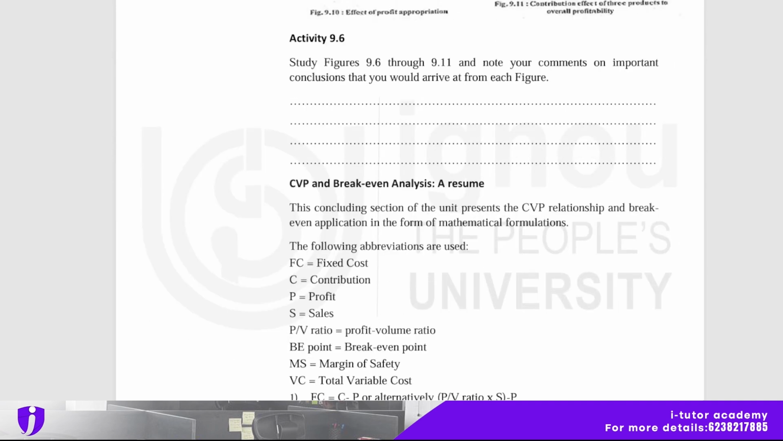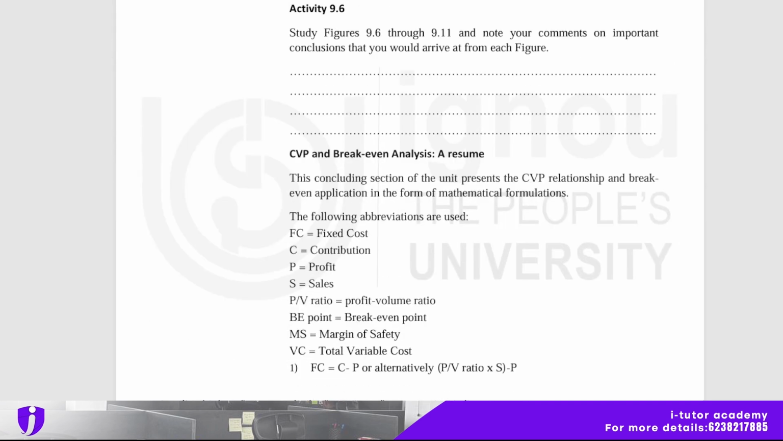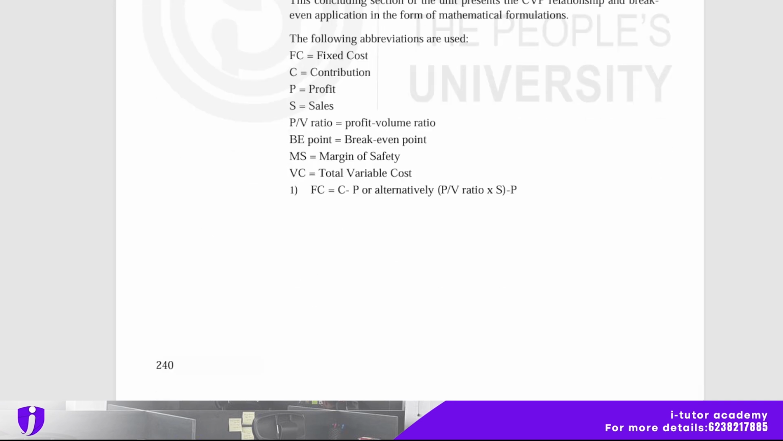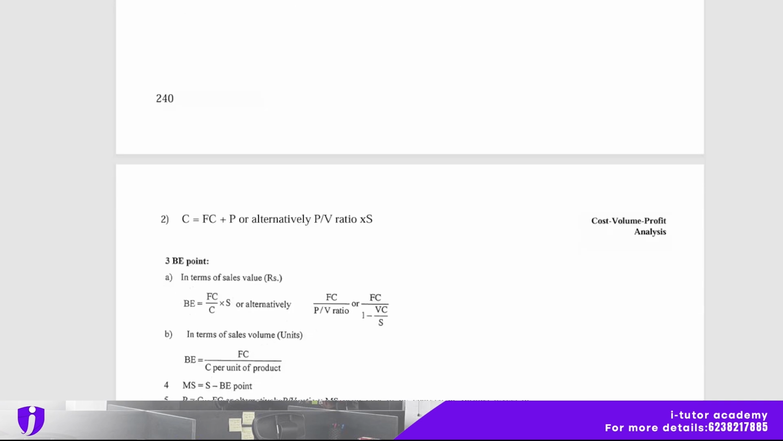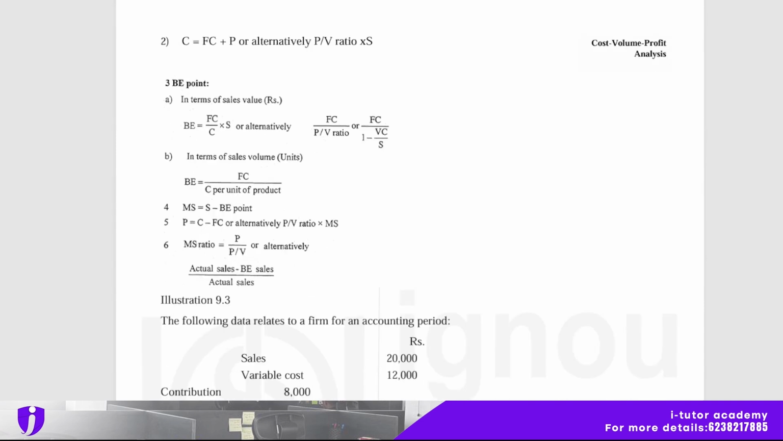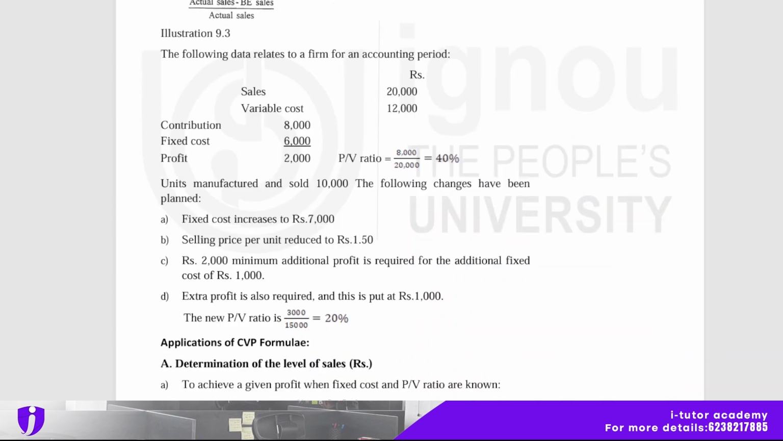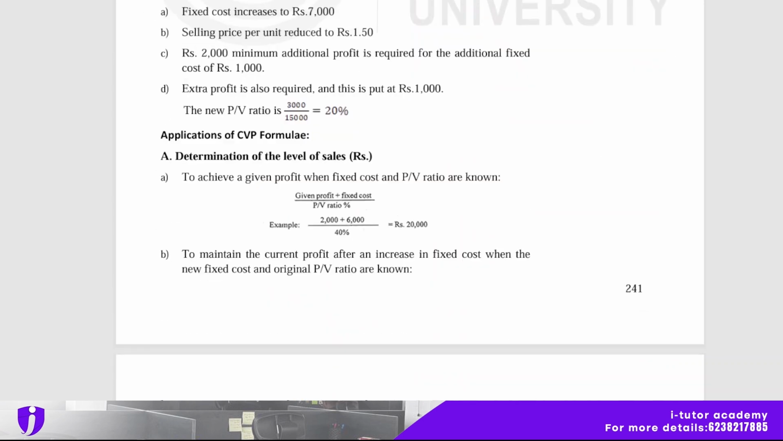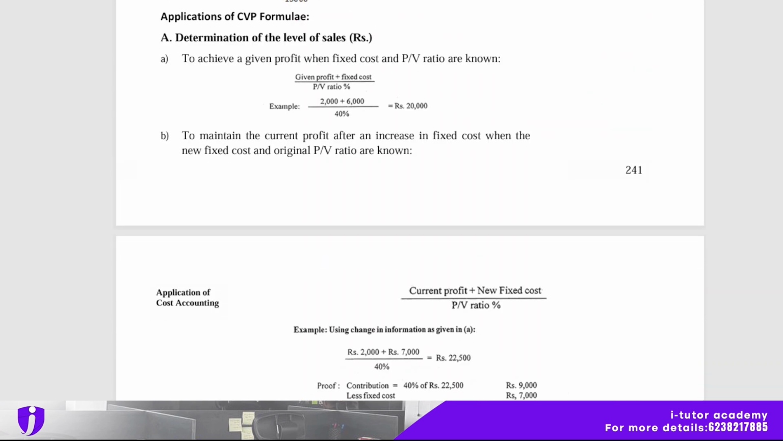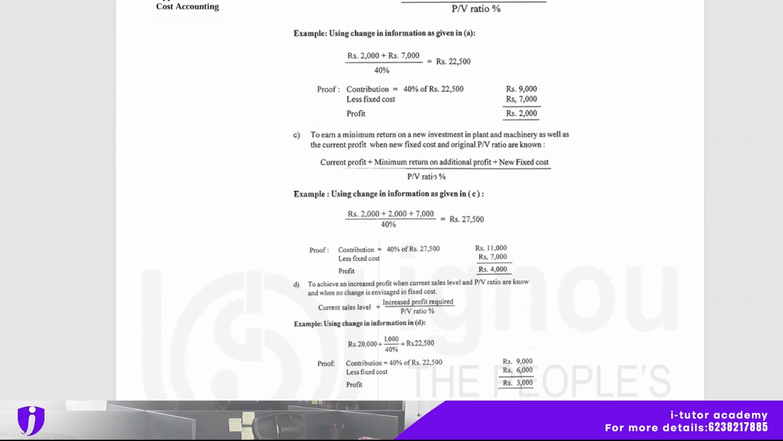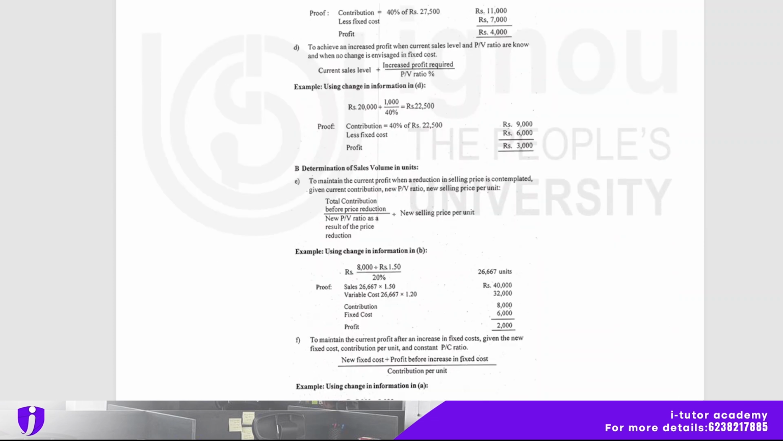CVP and break-even analysis, a resume. This concluding section of the unit presents the CVP relationship and break-even application in the form of mathematical formulas. FC means fixed cost. These are the short forms of that, and BE point, break-even point, is here. This is the mathematical equation based on that. You just try to do the illustration section and it will help you in your final exam. In between, any doubt you can contact us for doubt clearance.